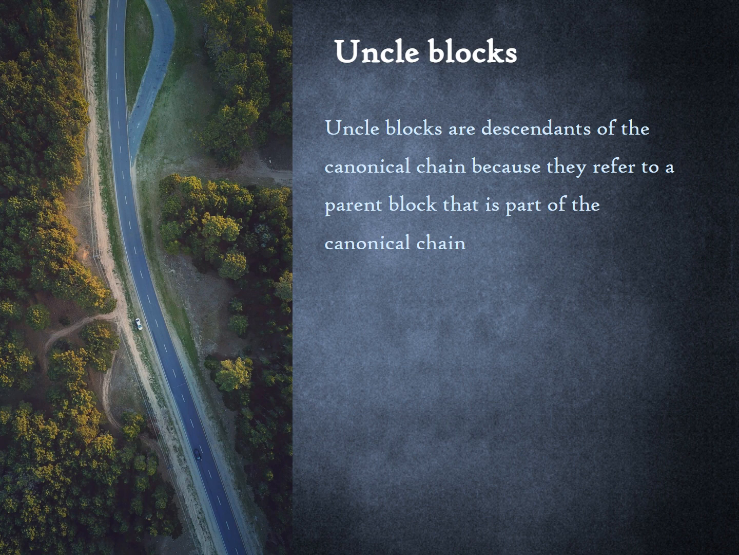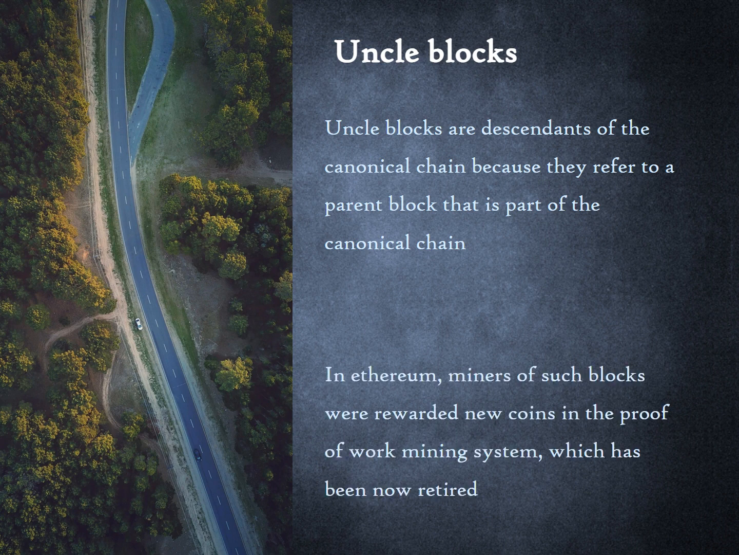In Bitcoin, stale blocks do not accrue any block reward or transaction fees. However, in Ethereum, miners of such blocks were rewarded new coins in the now retired proof-of-work mining system. Next, we will see how the reward system for such blocks worked. Even though the new proof-of-stake system rewards these blocks via fees instead of new issuance, it is helpful to learn how the old system worked. Our goal in this course is to develop a generalized understanding of blockchains, using Bitcoin and Ethereum as illustrative examples.